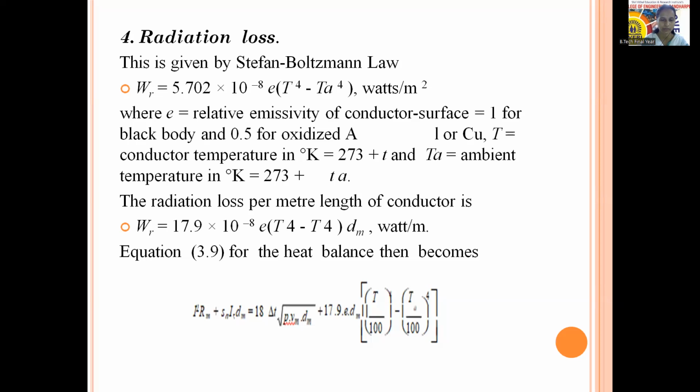Is the screen visible for this radiation loss? Yes, please, you can simply put yes in the chat box if it is visible.